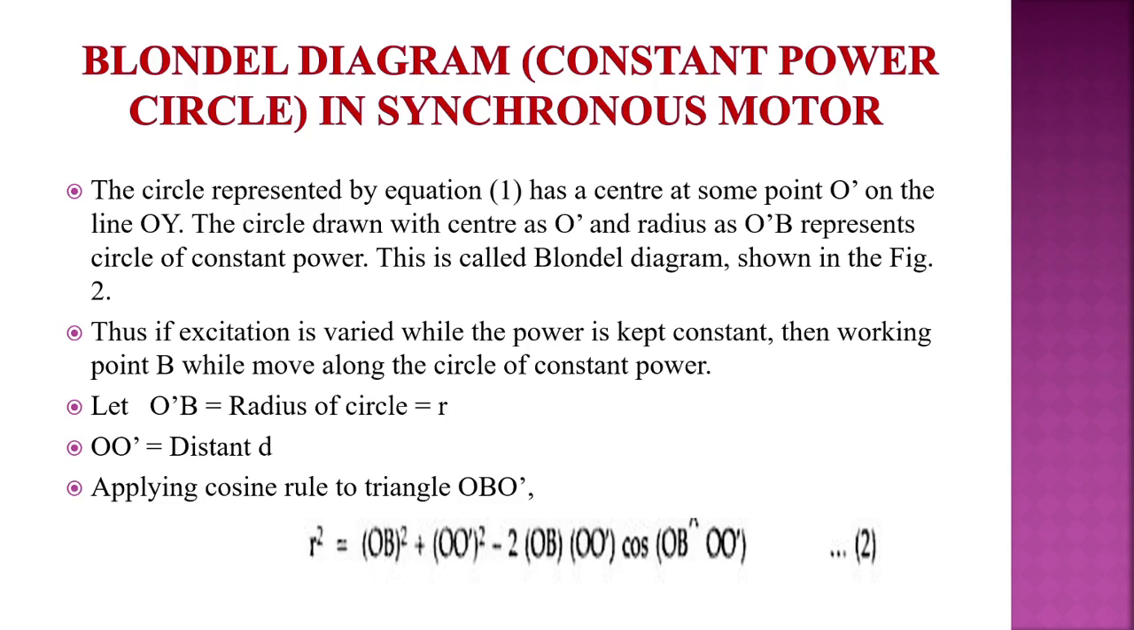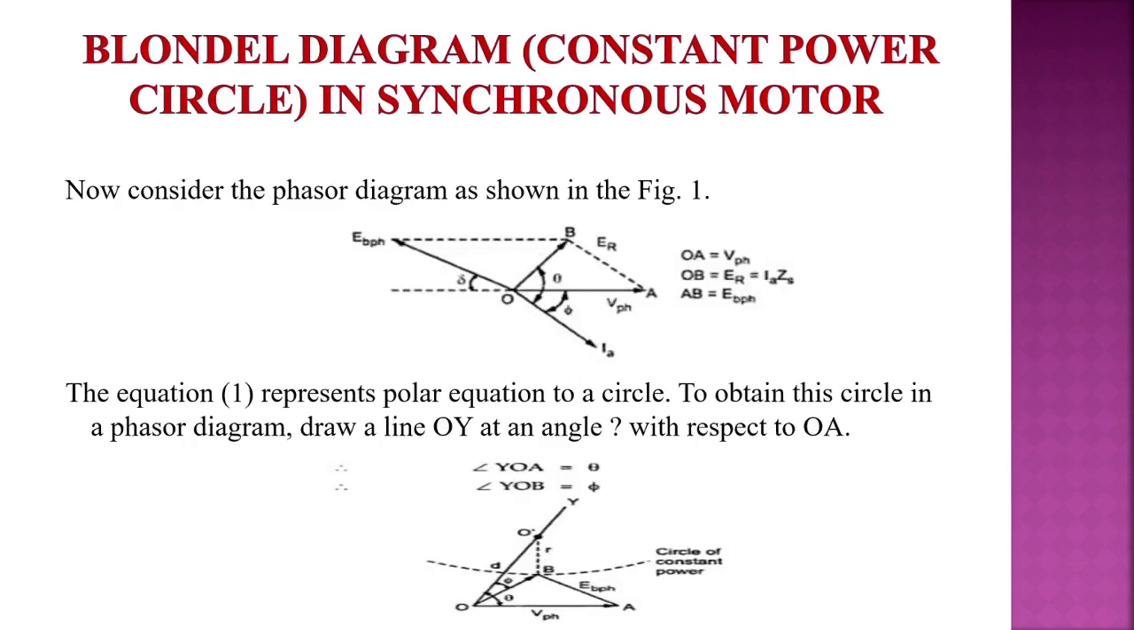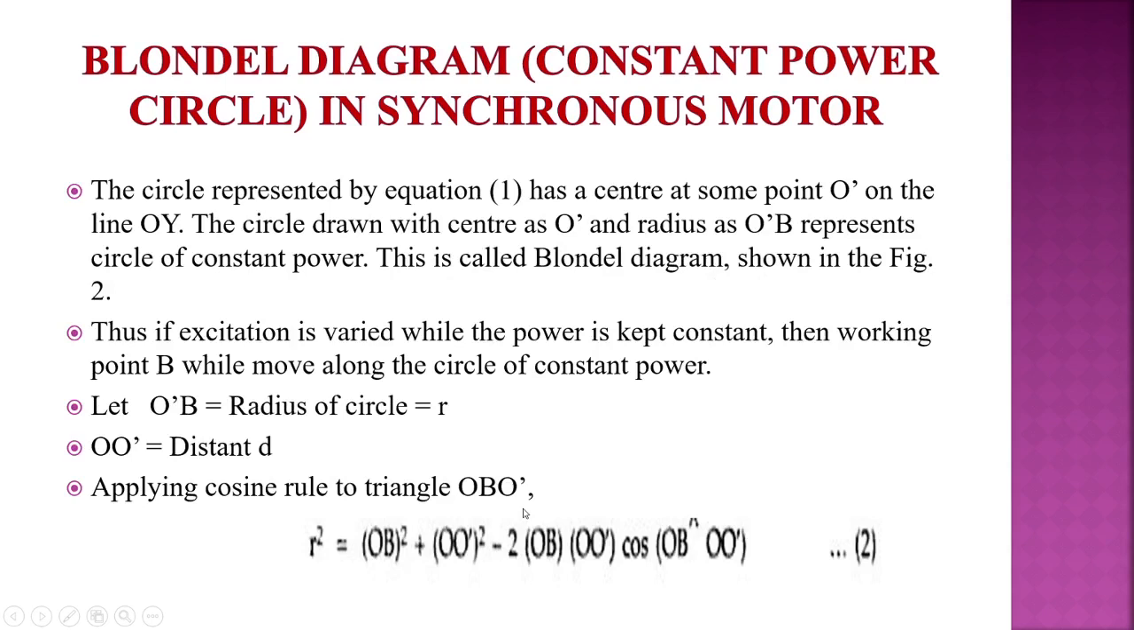If the excitation is varied while the power is kept constant, then the working point B moves along the circle of constant power. Let OB, the radius of the circle, be equal to R. Let OO dash be equal to distance D. Applying the cosine rule to triangle OBO dash, R square is equal to OB square plus O dash square minus 2 OB O dash cos of angle OBO dash.